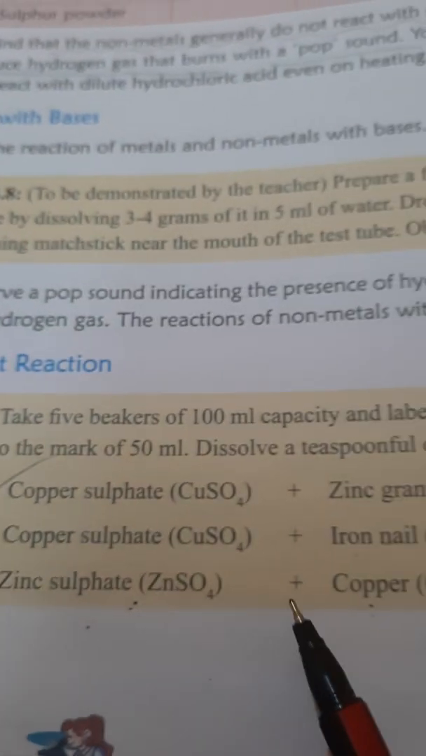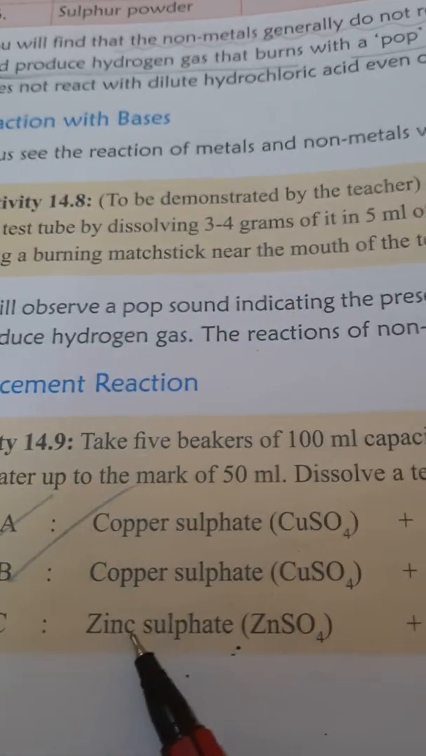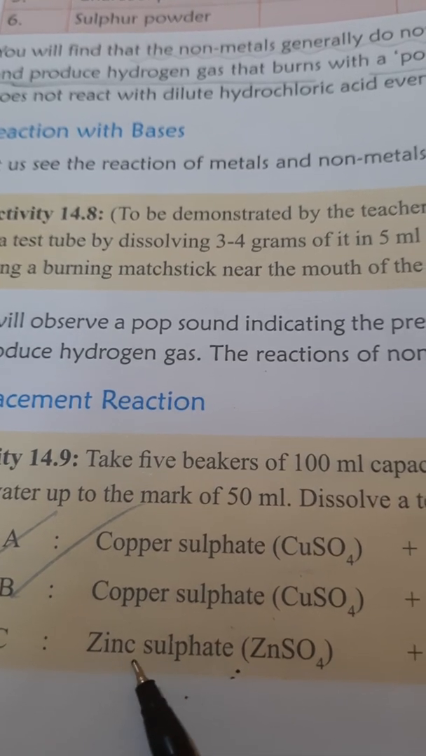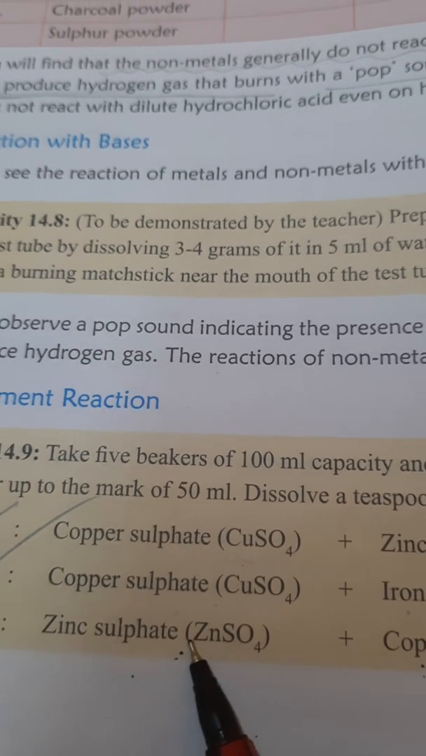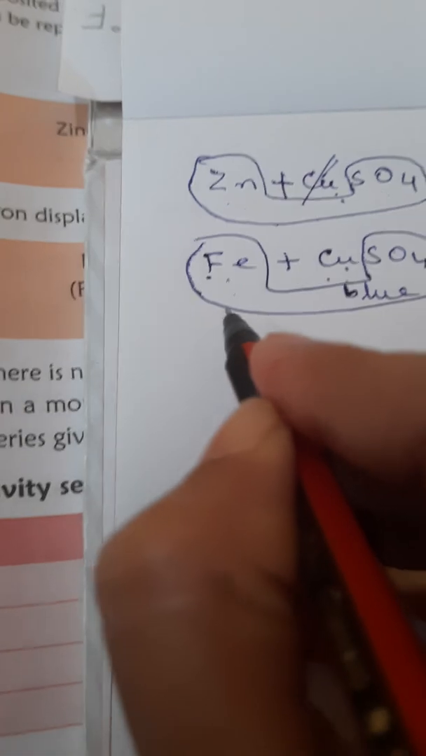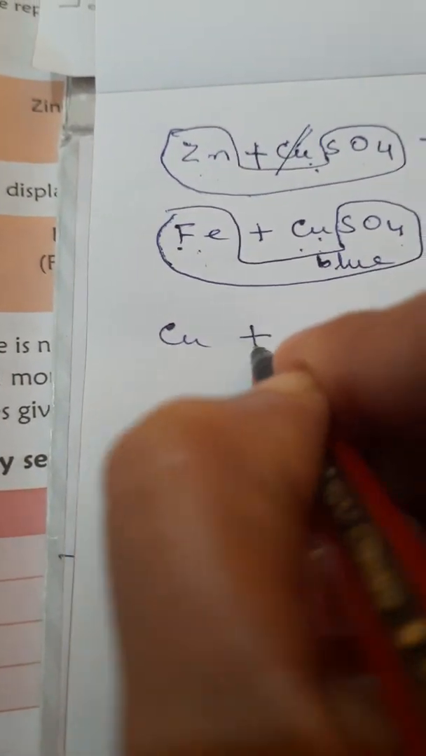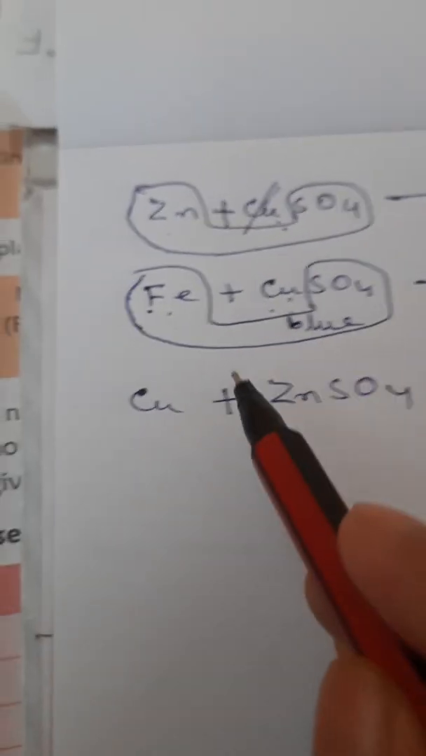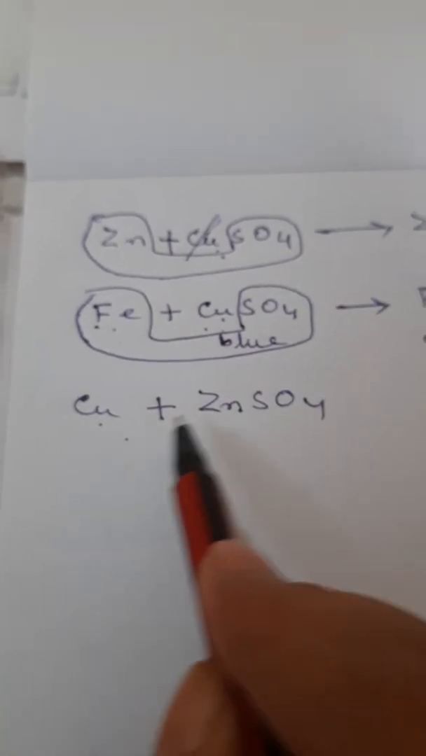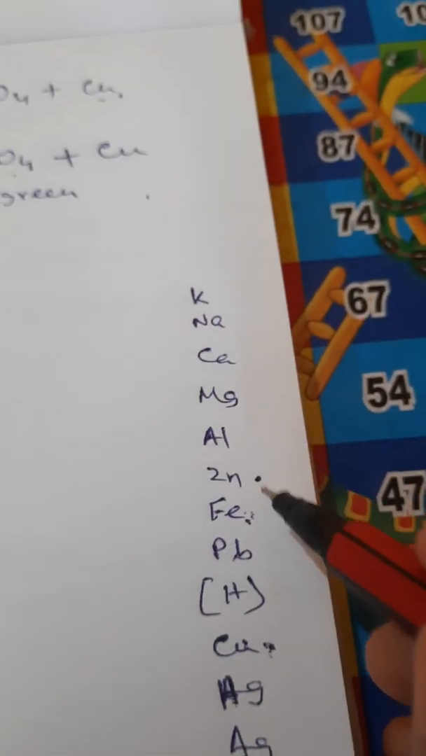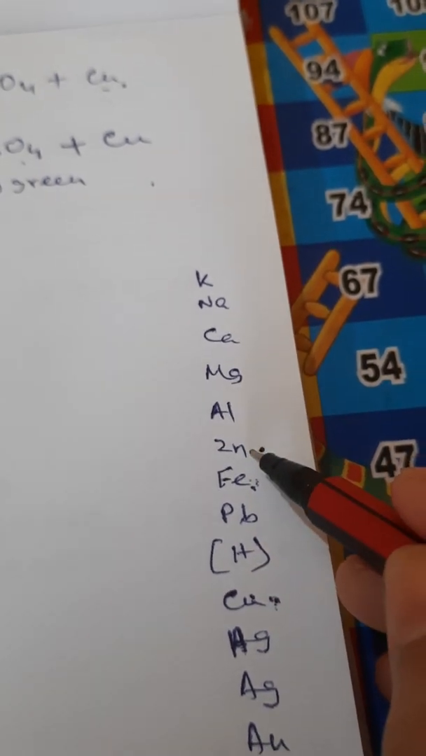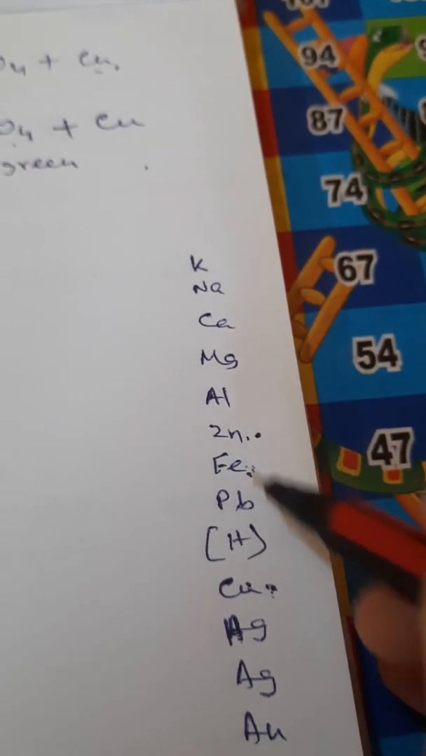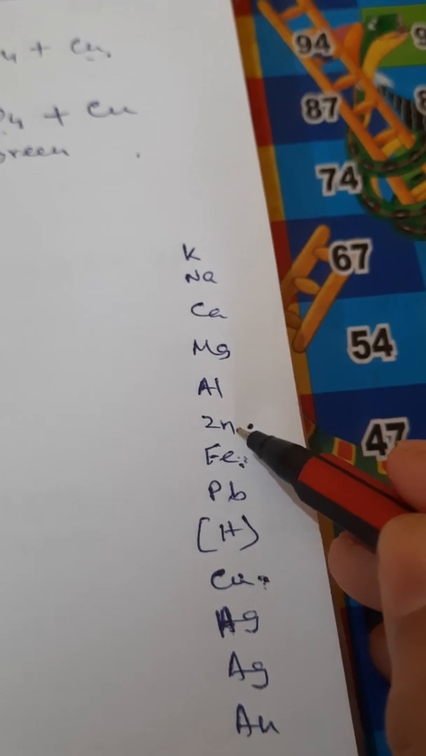In beaker C, some copper is kept in zinc sulfate solution. Find out these two metals at first, copper and zinc. Let us find out their position. Look here, zinc is quite above copper in the reactivity series of metals.